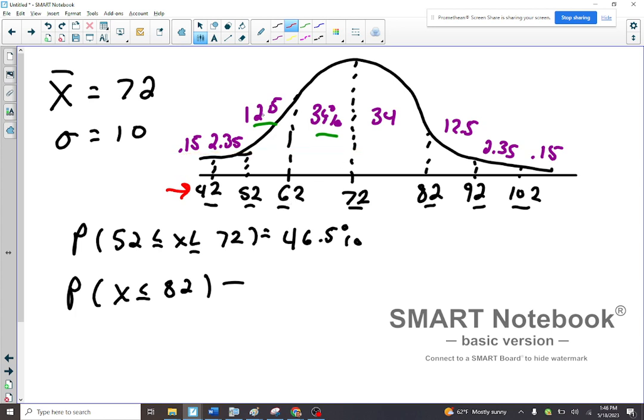Wait, 34 plus 2 is 36, or 46. So this one is less than 82, so that means everything here. But remember, to make your life easier, the middle of the curve is 50%. This is automatically 50% plus 34. So 50 plus 34, 84%. That's a smart trick. And then the probability that x is bigger than or equal to, let's say, 92.